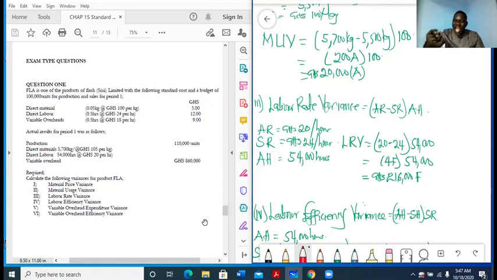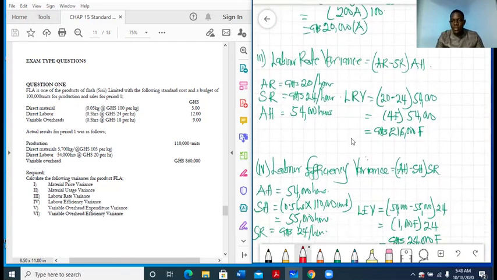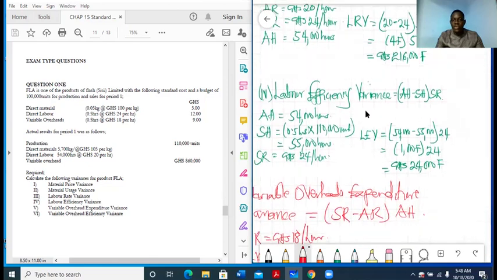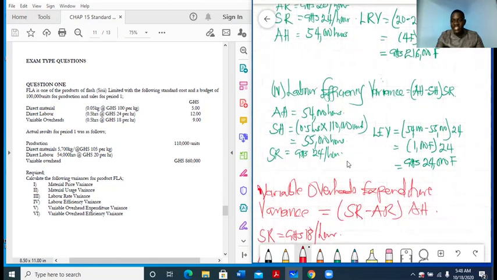And that is measured at the actual hours that we use to produce the product. So we say that the labor rate variance is the difference between the actual rate and the standard rate measured at the actual hours of work. Good, great. So this is how we went about it. And we also looked at the labor efficiency. Labor efficiency looks at the actual hours we used as against what we should have used.